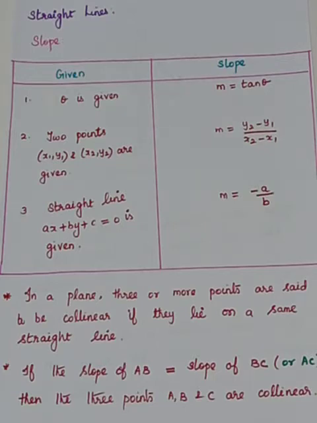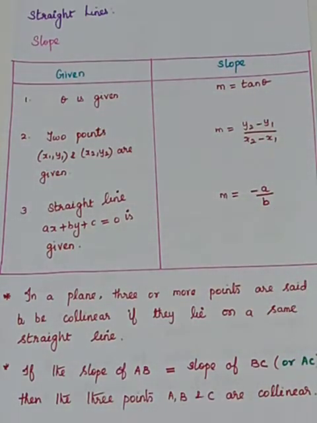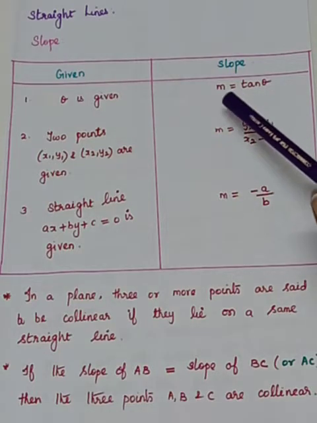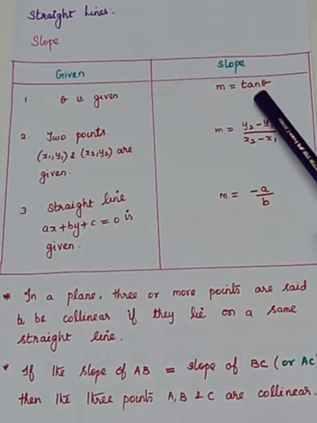Here you are having 3 formulas to find the slope. If theta is given, what is theta? It's the angle of inclination of the straight line with the x-axis. If the angle between the x-axis and the straight line is theta, to find the slope you have to use the formula m is equal to tan theta.